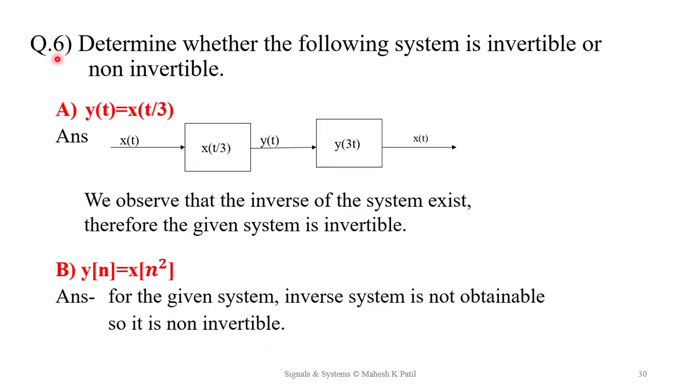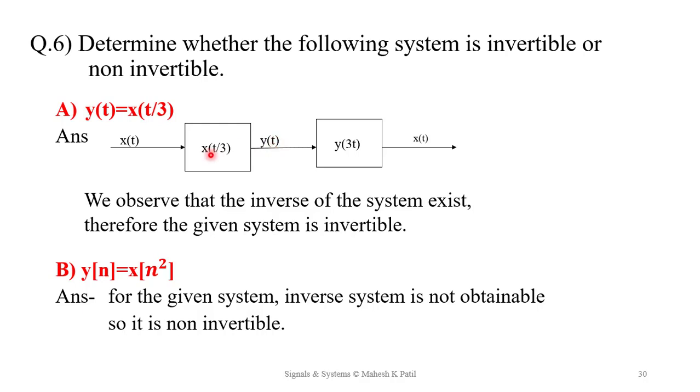Now the next question is, determine whether the following system is invertible or non-invertible. A system is said to be invertible if that system has an inverse system. So consider this equation, y of t equal to x of t upon 3. For this system, you can observe this diagram here. x of t is applied as an input to some process, and that process is x of t upon 3. Therefore we are going to get y of t.